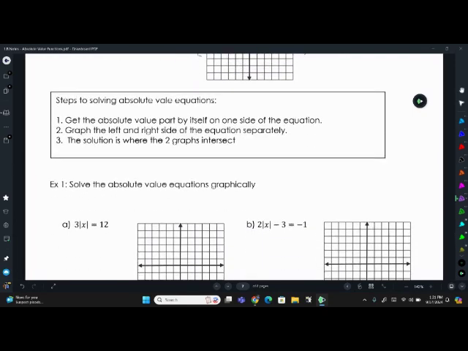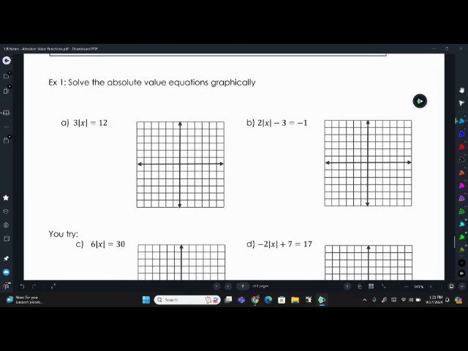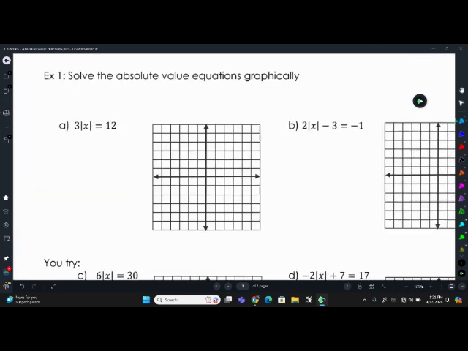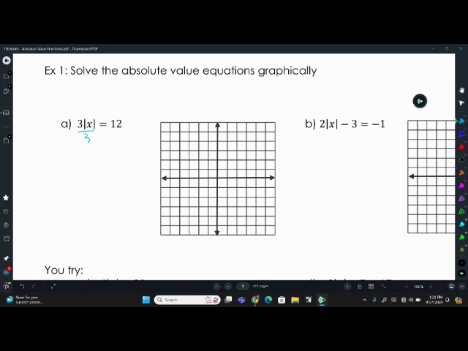So first thing we're going to do is get the absolute value bars by themselves on one side of the equation. Then we're going to graph the left and right side separately, and wherever the two graphs intersect, that will be your solution. So here we have 3 times the absolute value of x equals 12. The absolute value bars are not by themselves, so we divide by 3 on both sides. So the absolute value of x equals 4.